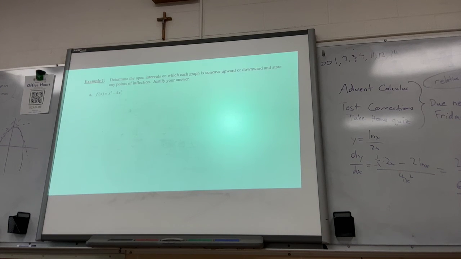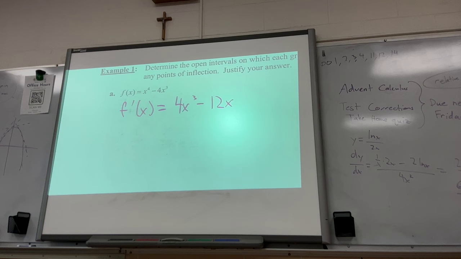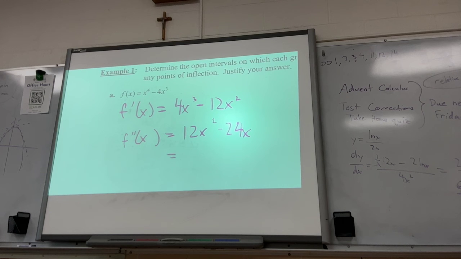Okay. So determine the open intervals in which each graph is concave upward or downward. Instead of making a sign chart with f prime, we're going to make a sign chart with f double prime. So f prime of x equals 4x cubed minus 12x squared. f double prime of x equals 12x squared minus 24x. I'll factor that because I feel like it.